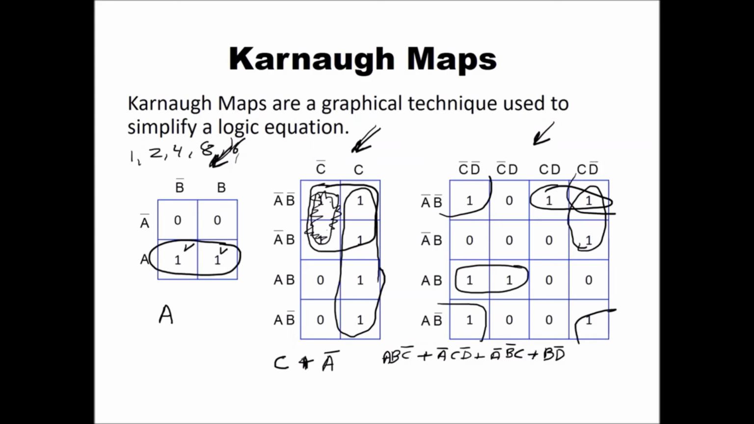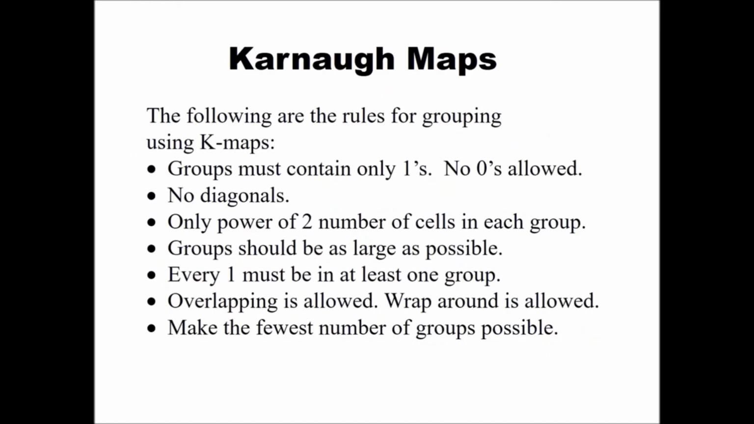All right, hang in there for the next few slides. Now that you've seen Karnaugh maps, let's formalize all of the rules just to make sure you got them. So as you already know, your groups must contain only ones. You're not allowed to circle zeros, right? You're not allowed to circle things diagonally. And you can only group powers of 2. In other words, you can group 1, 2, 4, 8, and so forth. 16, blah, blah, blah.